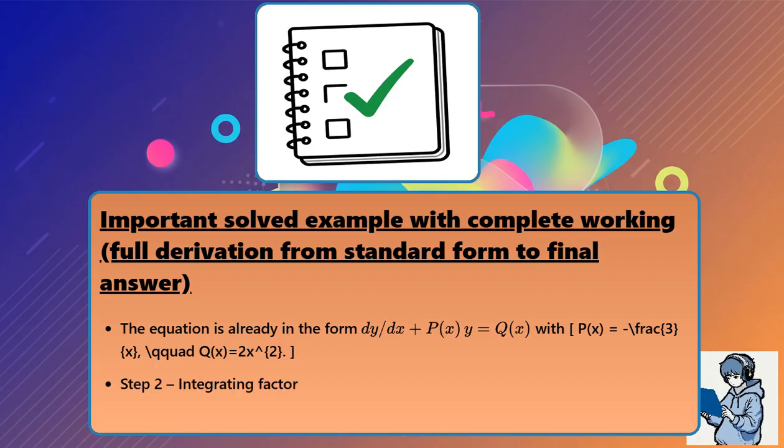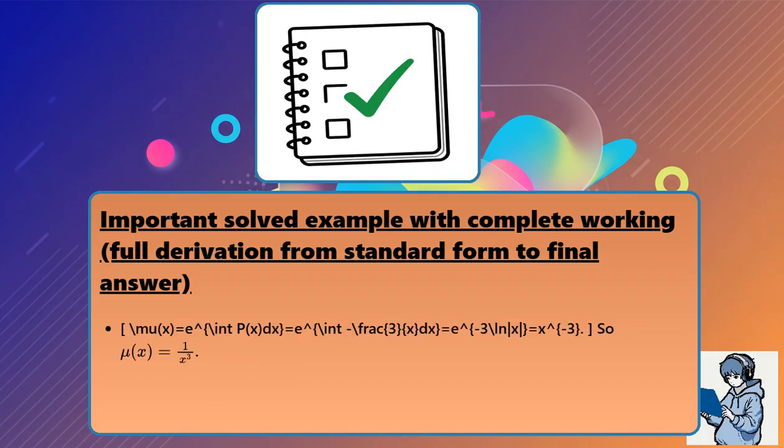Step 2, integrating factor. Mu of x equals e to the integral of p of x dx, which equals e to the integral of negative 3 over x dx, which equals e to the minus 3 ln absolute x, which simplifies to x to the minus 3. So mu of x equals 1 over x cubed.